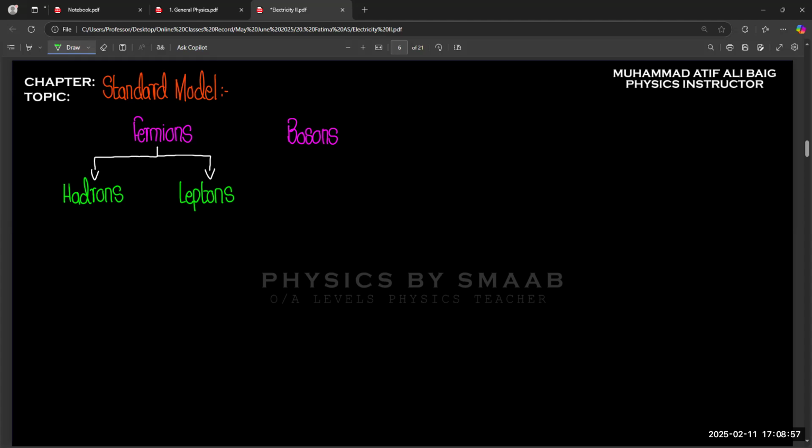Hadrons and leptons are not electrons, protons, or neutrons. These are different categories. For example, if we talk about hadrons, in this chapter we will study quarks. These hadrons are actually made up of quarks. We will discuss what quarks are and what their classifications are. Right now we are just making a standard model, like how many elements there are and how many categories we need to remember in this chapter.